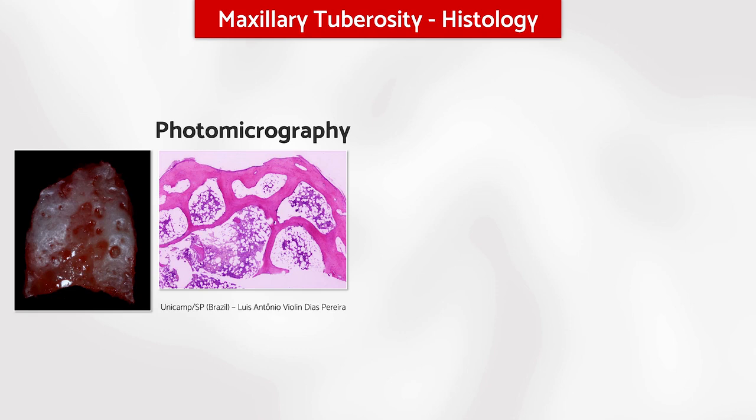We took a little piece of bone from the tuberosity and we evaluate this sample through a photomicrography. And you can see here the cortical layer, the trabeculae, and the endosteum. And we can also see the periosteum covering this bone.